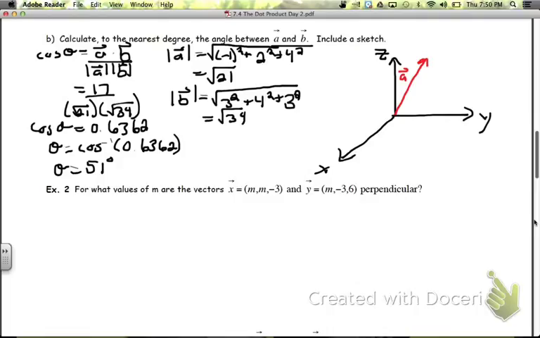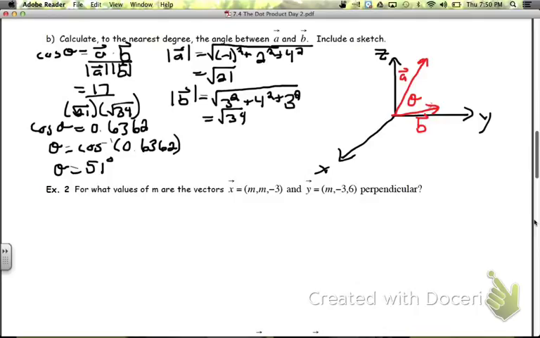And then similarly for vector B, we're going to go +3 on our x-axis, +4, so we're moving right on our y-axis, and up 3. So we'll have something about there. Okay, and that's our vector B, and this angle between them is our theta. So now we can continue looking at our next example here.